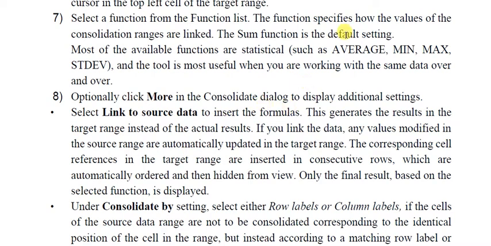The function specifies how the values of the consolidation range are linked. The sum function is the default setting, and the others are average, min, max, standard deviation. Okay, so you can apply any of the functions. Optionally click More in the Consolidate dialog box to display additional settings.